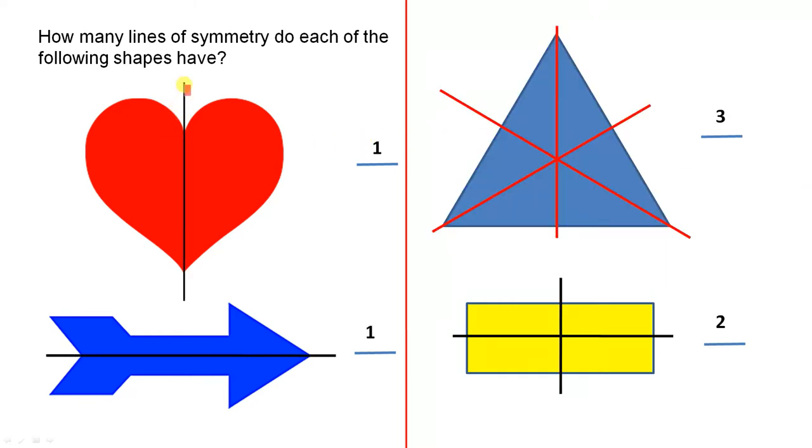So here the heart has one axis or line of symmetry. There it is. I've drawn them in, which makes it easier to see them. This arrow here has one line of symmetry. That's very obvious. This is an equilateral triangle, so that has 3 lines or axes of symmetry, and I've drawn them. And this is a rectangle, and it has 2 axes of symmetry or 2 lines of symmetry.